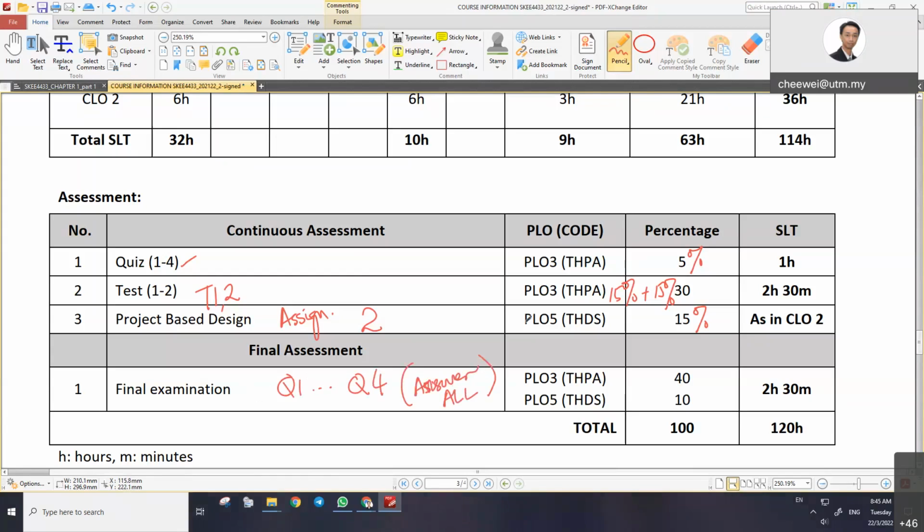Okay, in the final exam, 4 questions. So one question would be 12.5 marks. Altogether, you have 50%. That is just the mapping of PLO3 and PLO4, 40%, 10%, total 50%. So that is the 100% of assessment for your SKE 4433. Depends on how much you want to collect from here, yeah?